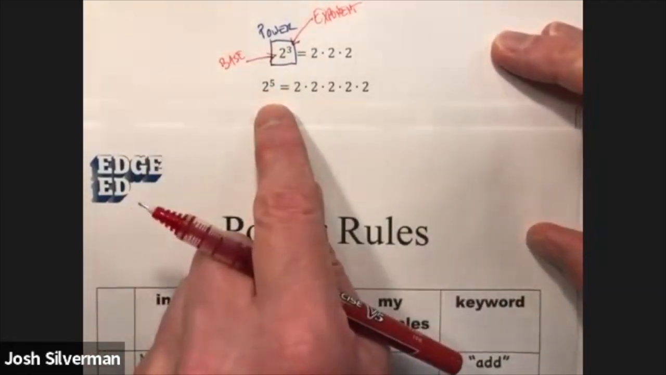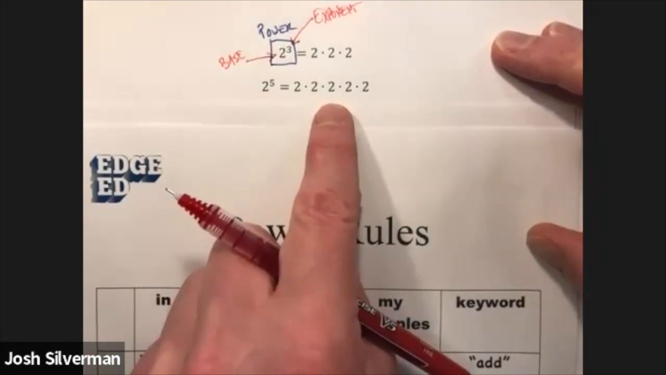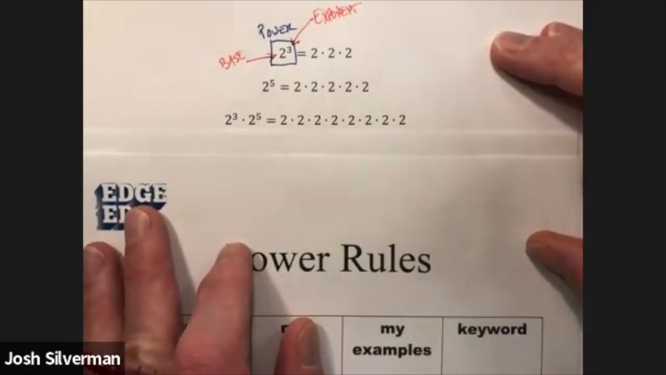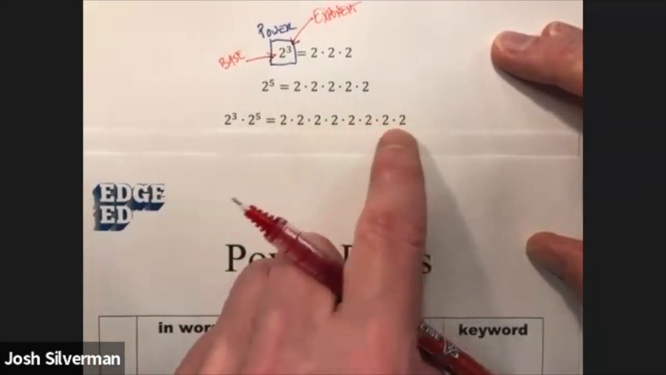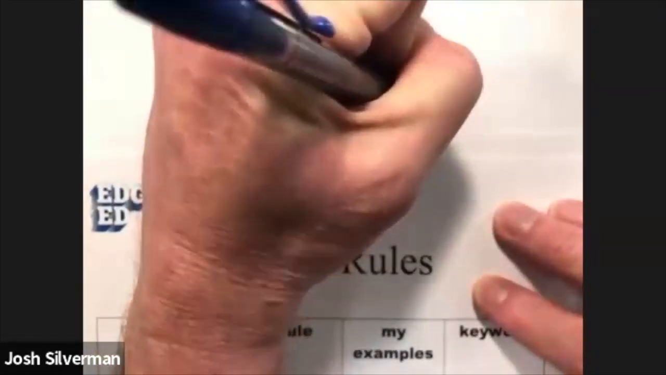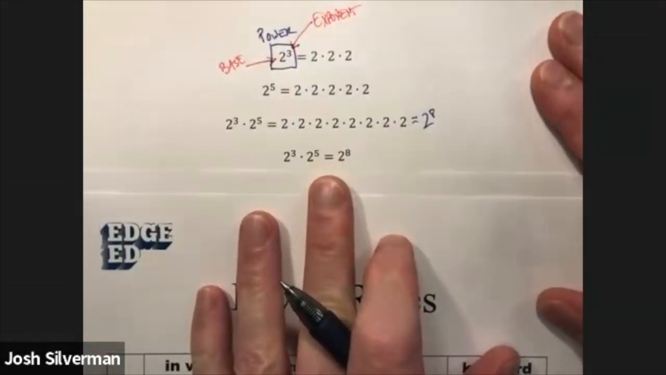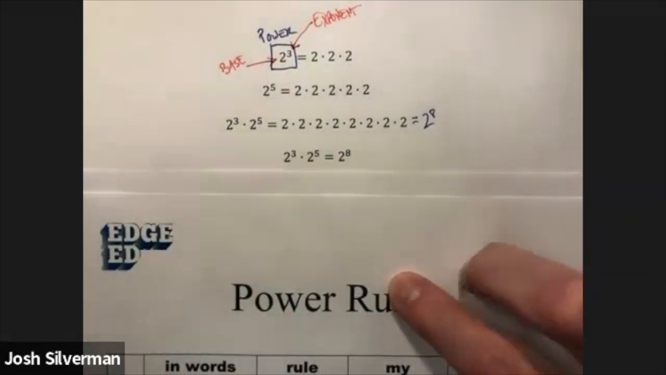2 to the fifth, well, that would be 2 times 2 times 2 times 2 times 2. So what if we said, what is 2 to the third times 2 to the fifth? Well, that would be 2 times 2 times 2 times 2 times 2 times 2 times 2 times 2. How many 2's is that? That's 8 of them. That's 2 to the 8th. 2 to the third times 2 to the fifth, that's 2 to the 8th.